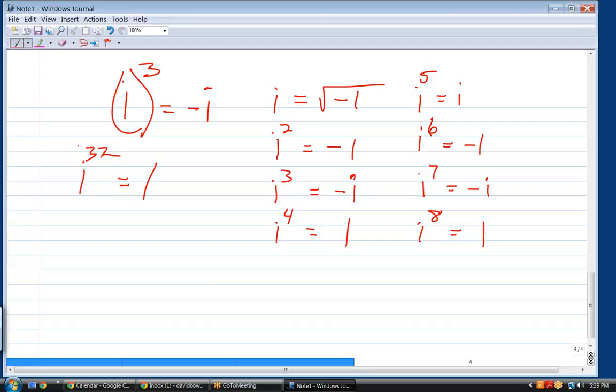Take the exponent, divide it by 4, and whatever your remainder is, that's which number it is. In other words, if it was 34, I would divide 4 into 34. I would get 8 with 2 remainder, so it's i squared. And if there's no remainder, it's that one.